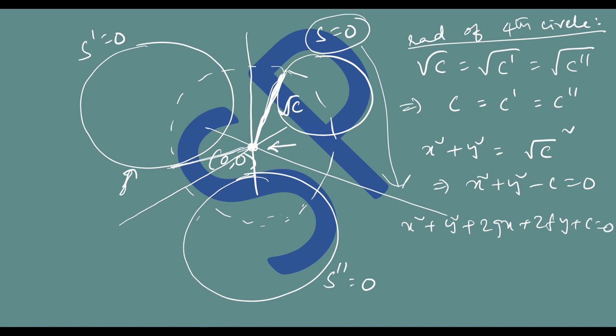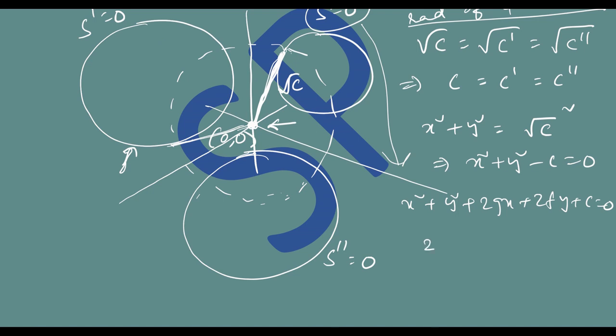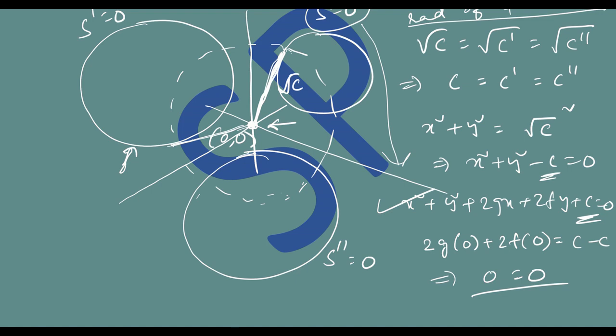So are they intersecting orthogonally? Let us apply the condition. 2g g dash plus 2f f dash should be equal to c plus c dash. C plus c dash is minus c. So you are getting 0 equal to 0. Therefore, it intersects this circle orthogonally. Similarly, you can show that this fourth circle intersects the other two also orthogonally, simply by verifying the condition. In the process, don't forget that c is the same as c dash is the same as c double dash. You will get it very obviously.